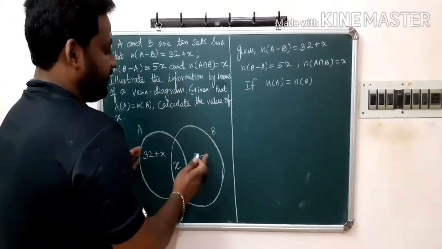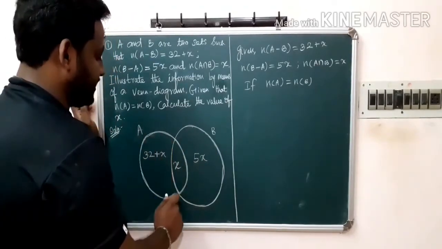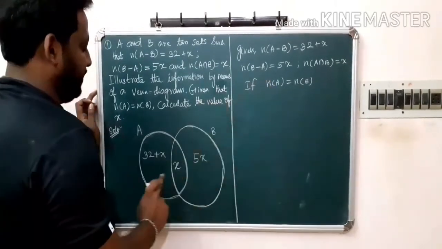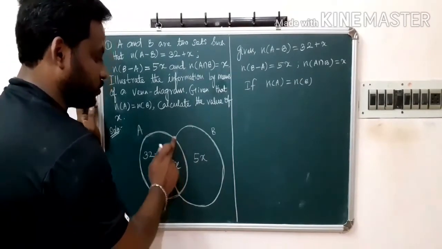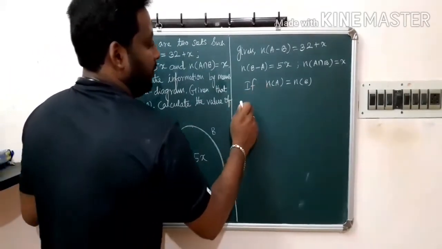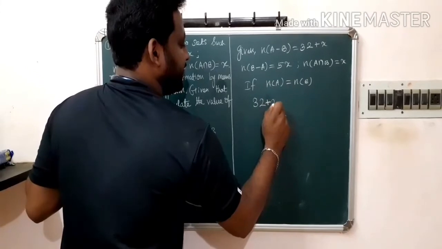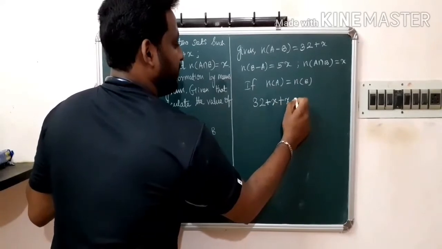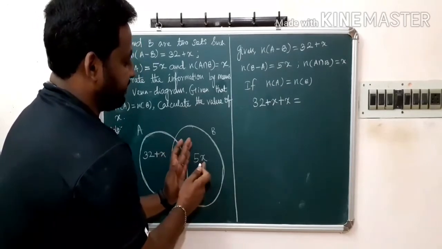Here A difference B is 32 plus x. B difference A is 5x. That means this part alone is taken as 32 plus x. And then N of A means the whole set is taken as N of A. If the whole set is N of A, that means 32 plus x, and then this x part should also be added. So N of A is 32 plus x plus x, which is equal to N of B. N of B difference A is 5x, and then N of B means 5x plus x.